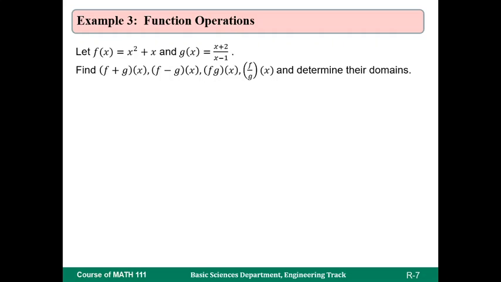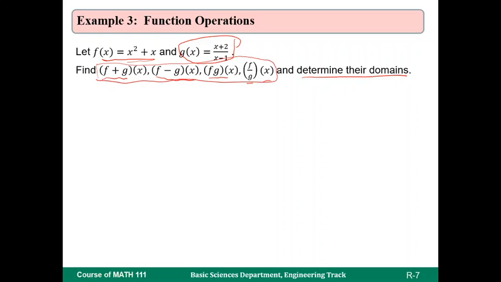Now let's solve this example. It says let f of x equal x squared plus 1 plus x, and let g of x equal x plus 2 over x minus 1. So we will find the formulas for f plus g of x, f minus g of x, f times g of x, and f over g of x, and we will determine their domains. Now finding these values is easy.